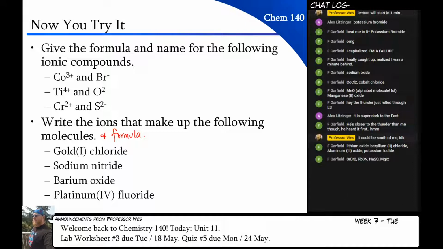All right, let's go over the answers here. So for this top one at the top here, I'm going to need 3 of these to balance out the cobalt. So the formula would be this. And because its charge is +3, its name would be cobalt 3 bromide.